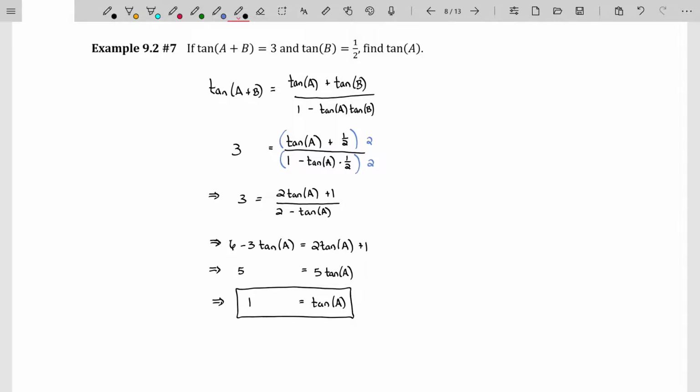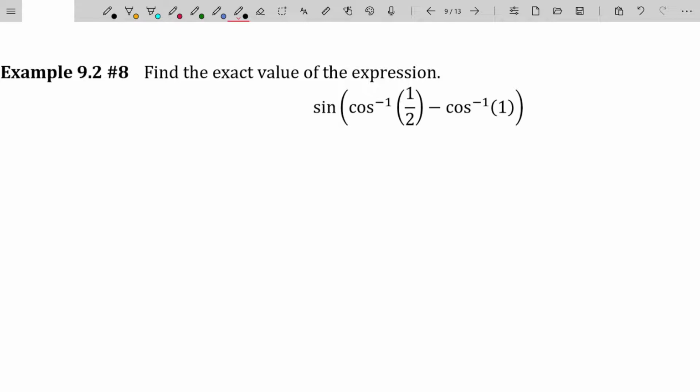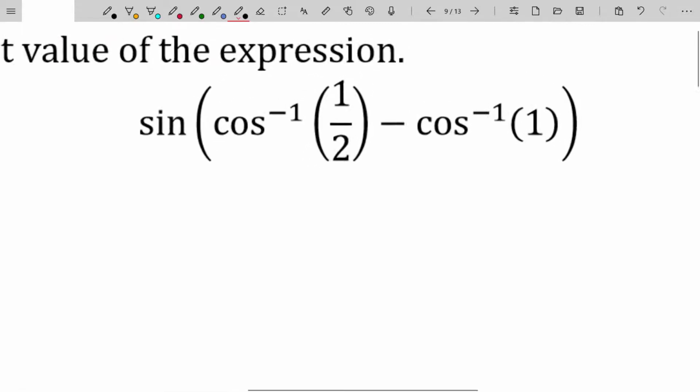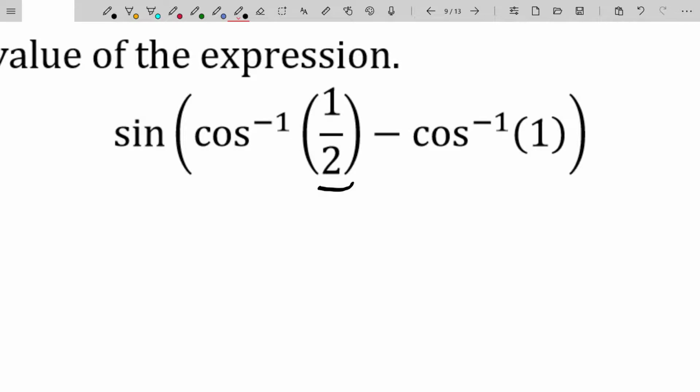Really good problem. Now there are two ways to consider this style of problem. The way that I'm going to do it right now only works if you have special ratios, which we do. It's critical that you remember inverse trig functions return angles. And the angles they return are incredibly restricted. So both of these return different angles, and those angles are highly limited.